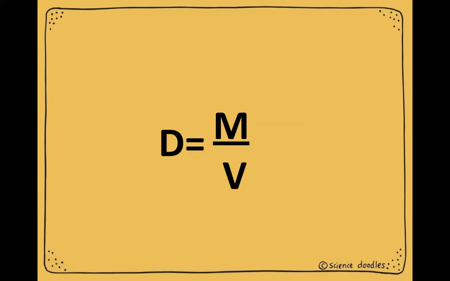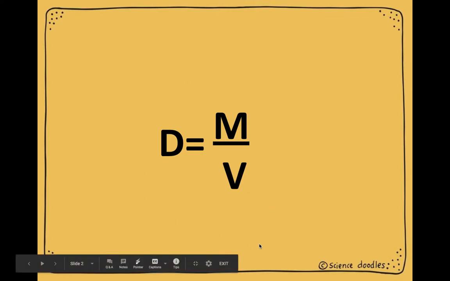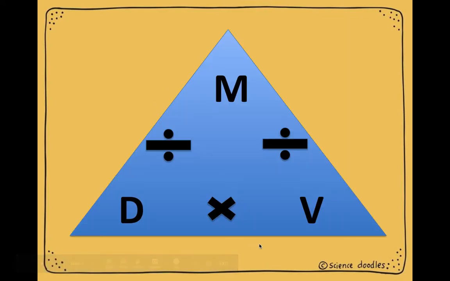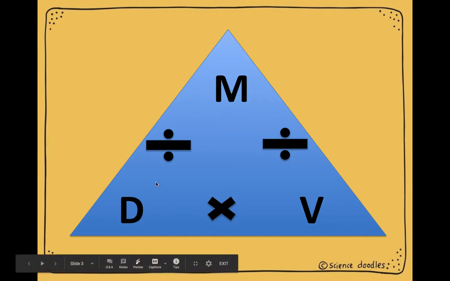So the formula for density is D equals M over V. D is density, M is mass, and V is volume. This is the mathematical equation. Some people like to set it up as a triangle as well. It's still the same formula, D equals mass divided by volume.